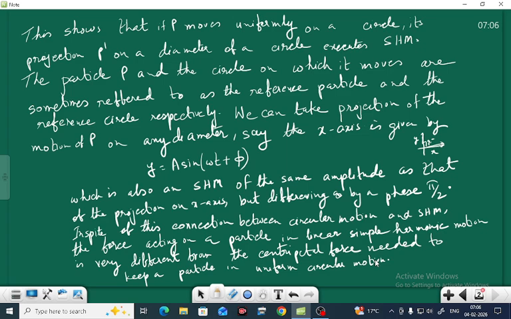So in this way you can find the equations of simple harmonic motion by comparing with uniform circular motion. What we get at the end is that uniform circular motion is not a simple harmonic motion, but the projection of a particle executing uniform circular motion on the diameter is considered to be a simple harmonic motion if the particle is considered as a reference particle and the circle is considered as a reference circle.